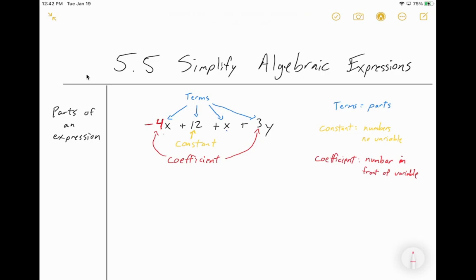Mr. Leon, do we follow PEMDAS or left to right? You would do PEMDAS, as always. So PEMDAS should always kind of dictate how we do our math. But right now we're not doing anything. We're just kind of labeling parts.